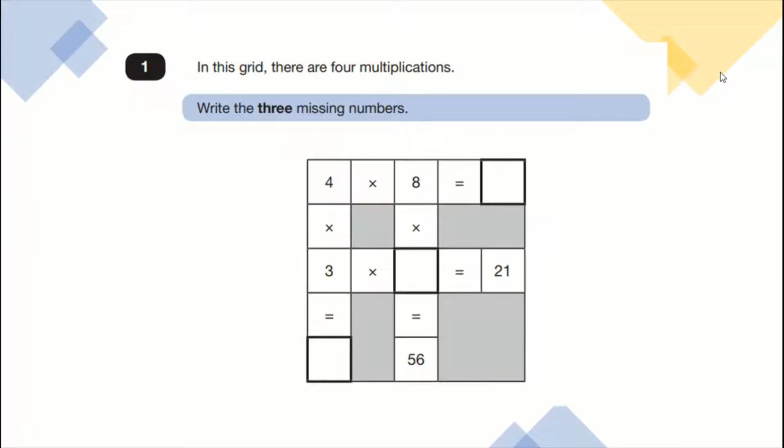Here we have question 1. In this grid there are 4 multiplications. Write the 3 missing numbers. You should know your times tables up to 12 off by heart, so this should be easy. 4 times 8 equals 32. 4 times 3 equals 12. 3 times something equals 21, and 8 times something equals 56. So you can either do 56 divided by 8 to get 7, or 21 divided by 3 to get 7.